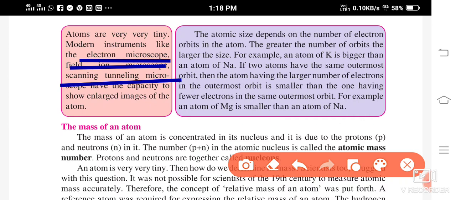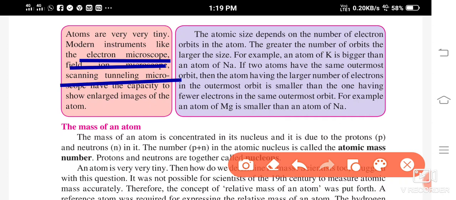Now see, the atomic size depends on the number of electron orbits in the atom. The greater the number of orbits, the larger the size. For example, an atom of K is bigger than an atom of sodium. If two atoms have the same outermost orbit, then the atom having the larger number of electrons in the outermost orbit is smaller than the one having fewer electrons in the same outermost orbit.